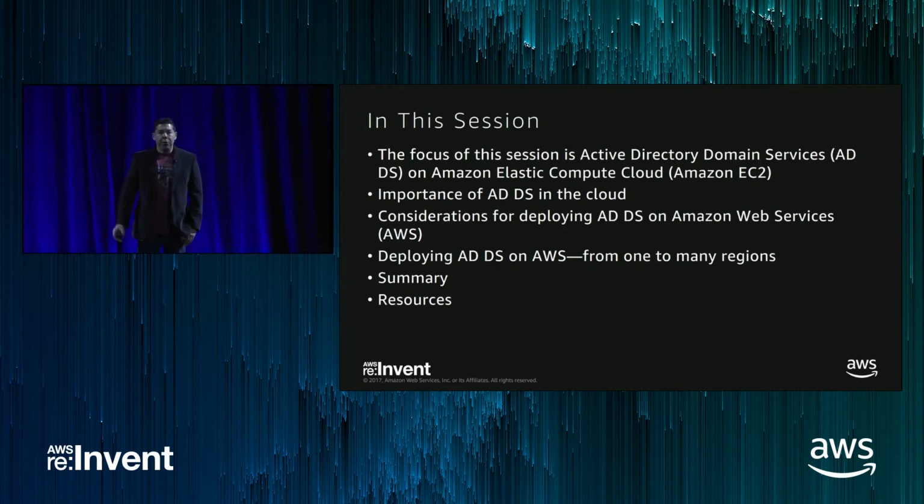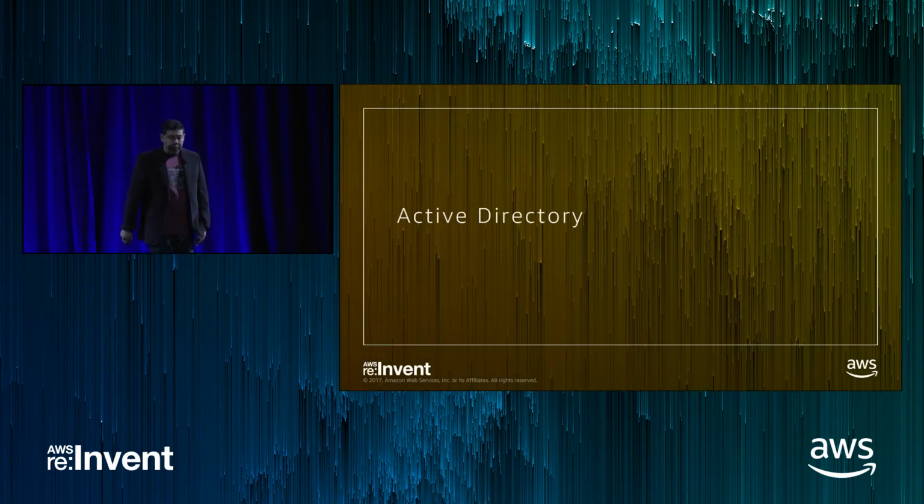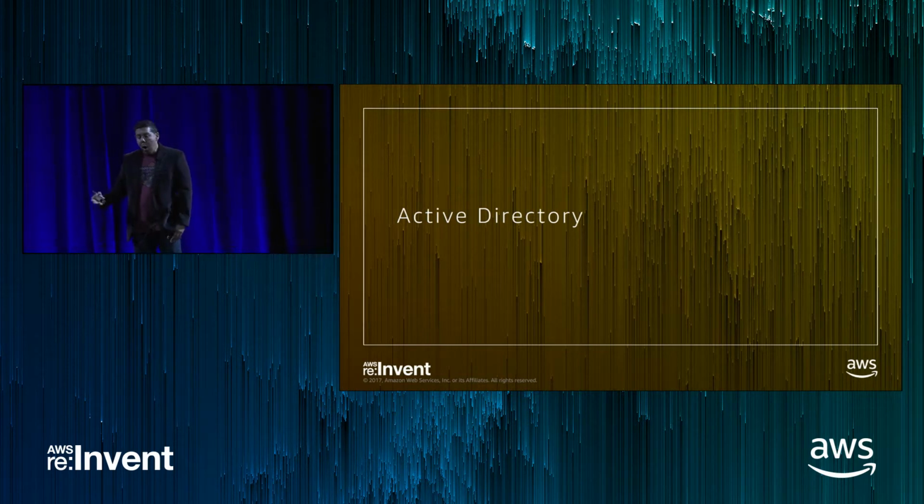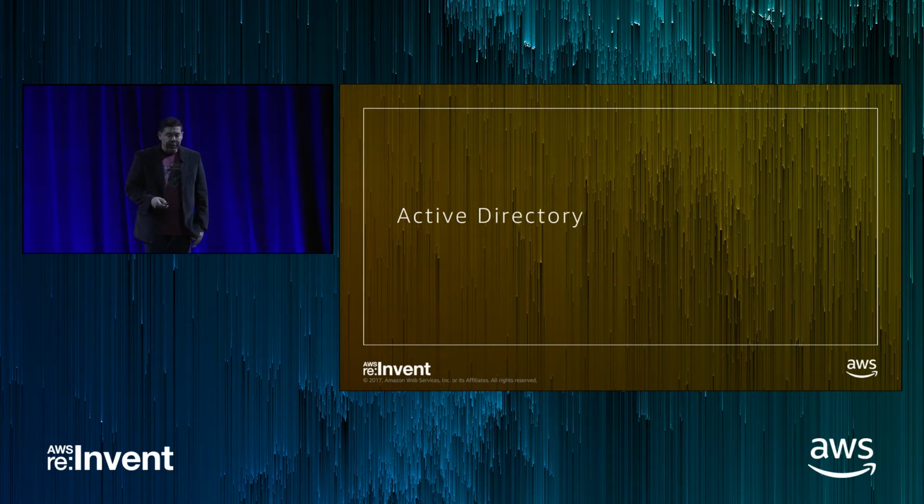So we'll talk about the importance of ADDS on AWS in the cloud. We'll look at some things that you need to take into consideration when you want to deploy Active Directory on EC2 and AWS. And then we'll show you how easily you can deploy ADDS on AWS from one to many different regions. Now, before we discuss the why and the how, we must first level set on the what. What exactly is Active Directory?